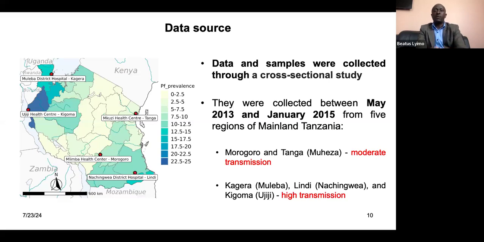We used data which we collected from a cross-sectional study. This study took place between May 2013 and January 2015 in 5 regions of mainland Tanzania. As you see from this map, we have Morogoro and Tanga, which are considered moderate transmission areas, and Kagera, Ujiji, and down here Nachingwea, which are considered high transmission regions.